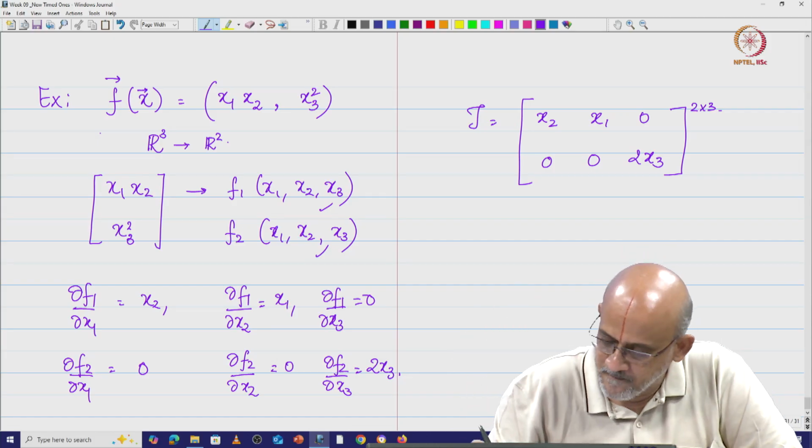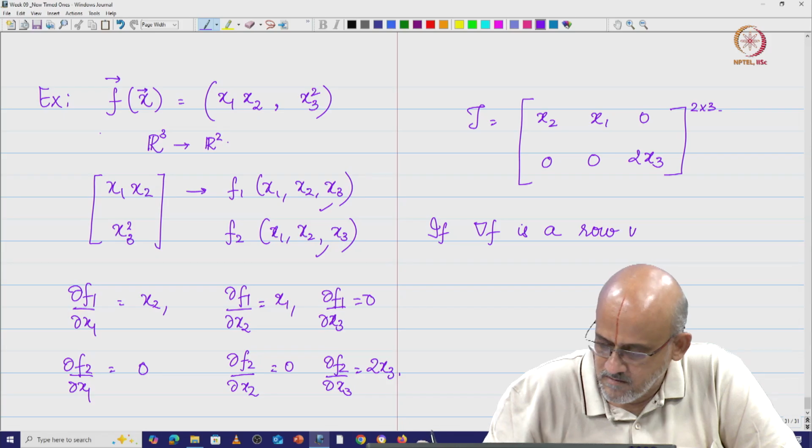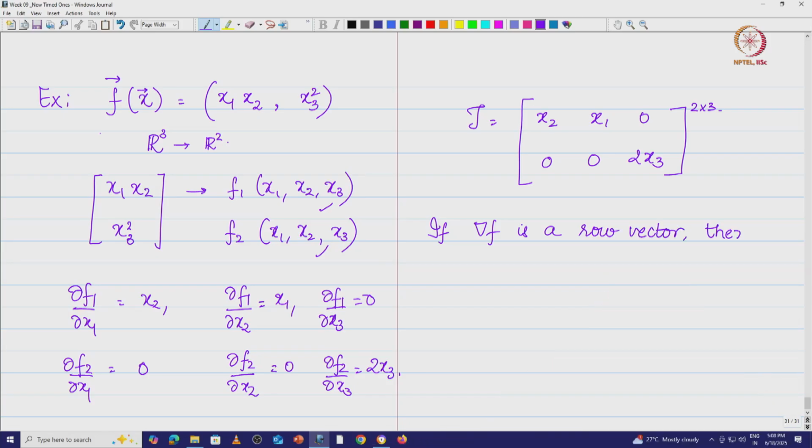So, let us write that. If the gradient is a row vector, then the Jacobian will be of dimension m by n.